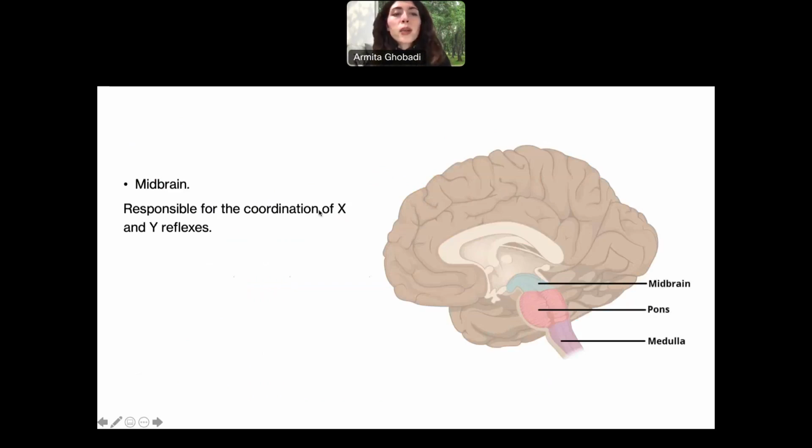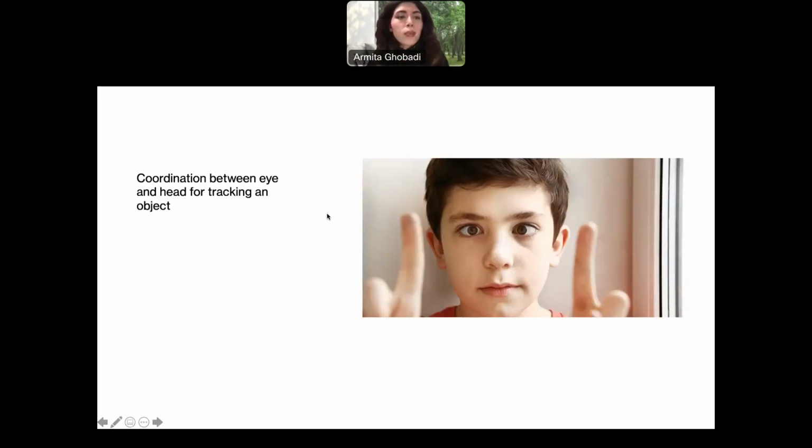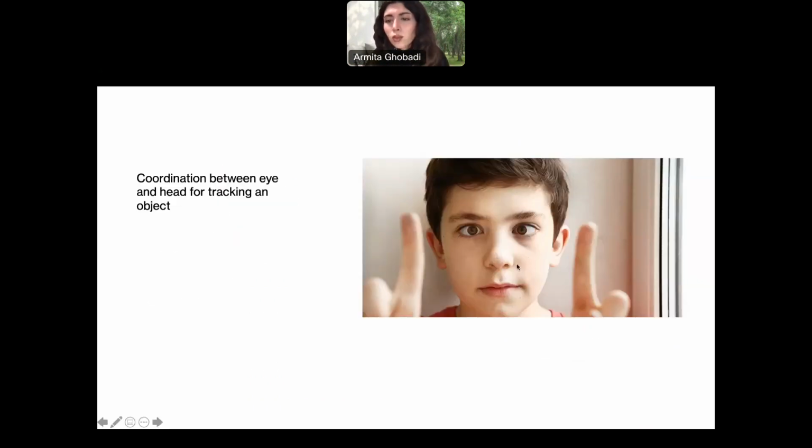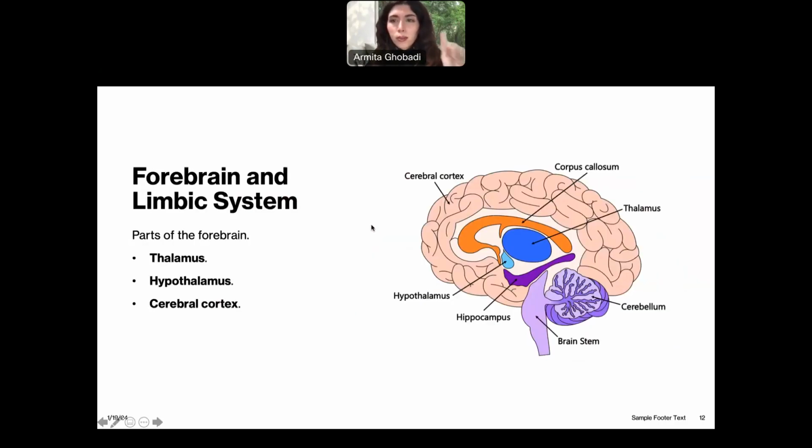Here we have the midbrain, like you can see here, midbrain just at the top. It is responsible for coordination of sensory and visual reflexes. For example, if my eye and my head are moving with this object, this coordination is all based on your midbrain. Let's check the eye again. The eye, the head, and the object, midbrain.